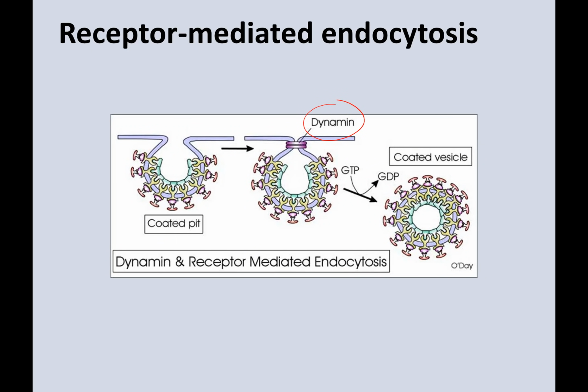Another component that's important in receptor-mediated endocytosis is dynamin. And dynamin is also a GTPase. So this is providing energy. And what dynamin does, as you can see, it encircles, it makes a ring around the vesicle and the plasma membrane. And it's like a cinch, it's like a tightening of a belt. So it keeps tightening until you pinch off that vesicle and you're just left with your clathrin-coated vesicle.